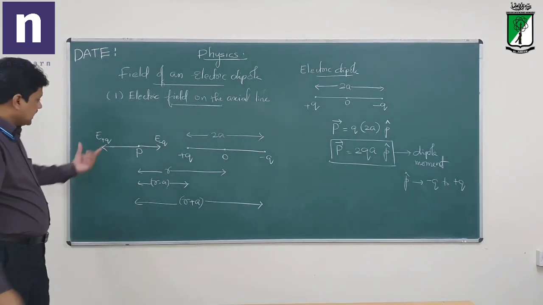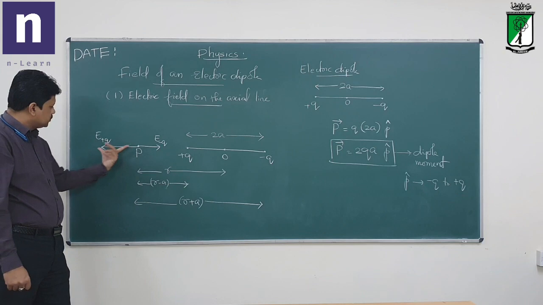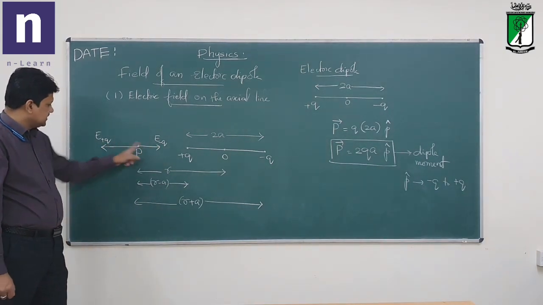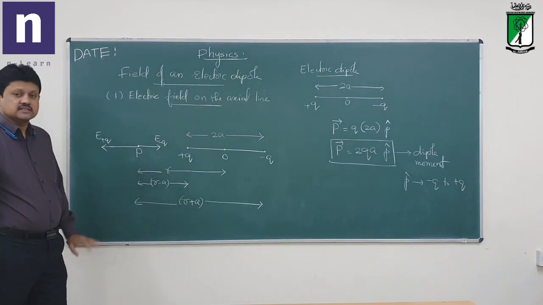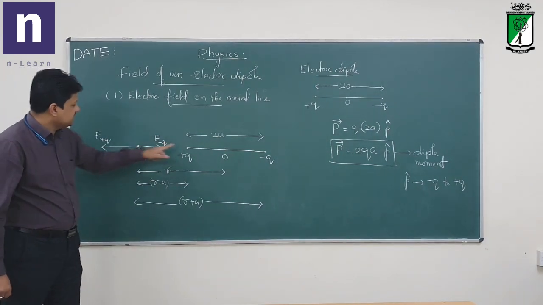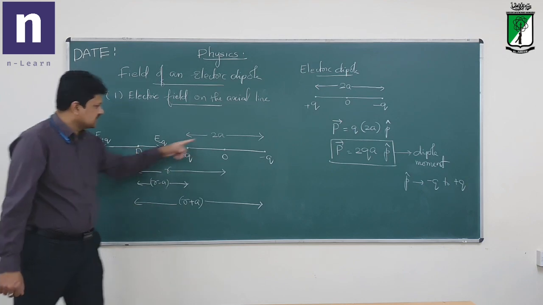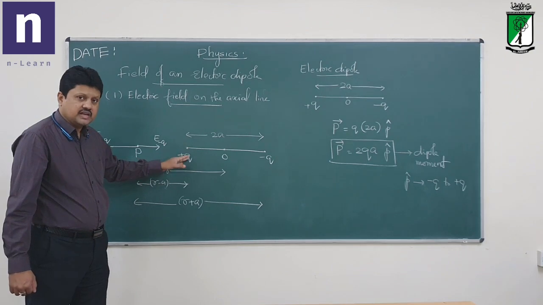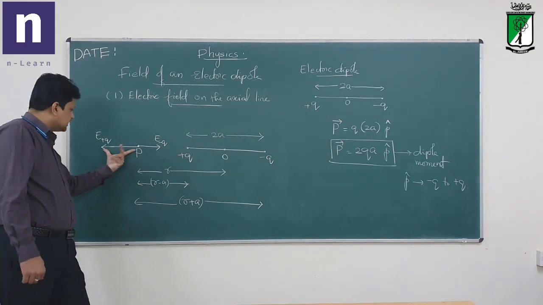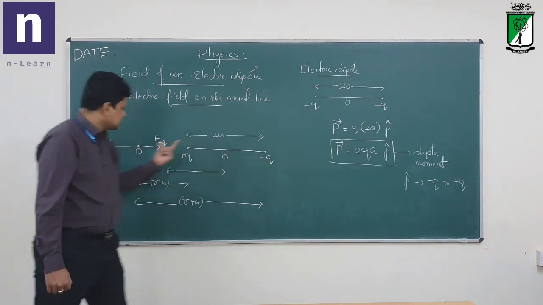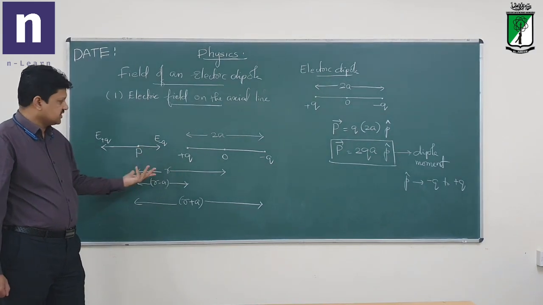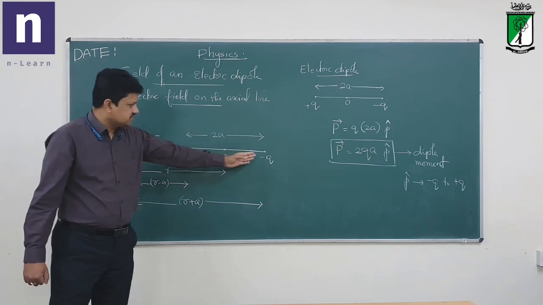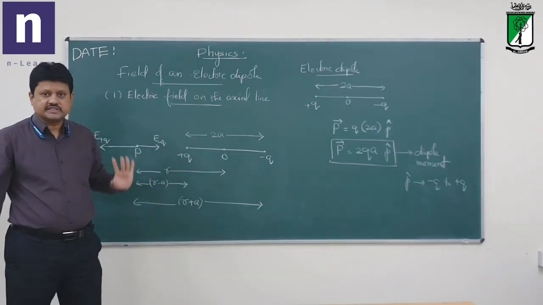You must have noted I have drawn the length of E plus Q to be more compared to that of E minus Q. The vector length here is more and here it is less. The reason is very simple: the point P is close to plus Q, whereas away from minus Q. So automatically the plus charge will have more strength here, compared to the negative charge, which has less strength. And the directions, of course, due to a positive charge, electric field is always away from it, and due to a negative charge, electric field is always towards it.